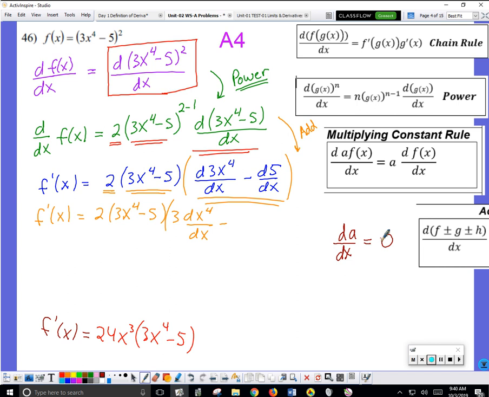Question. So that means here I can just write subtract 0, because the rate of change of 5 is just 0.